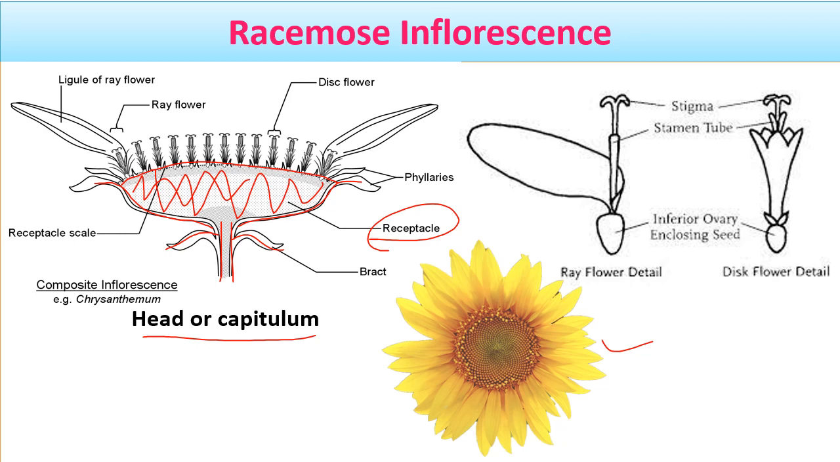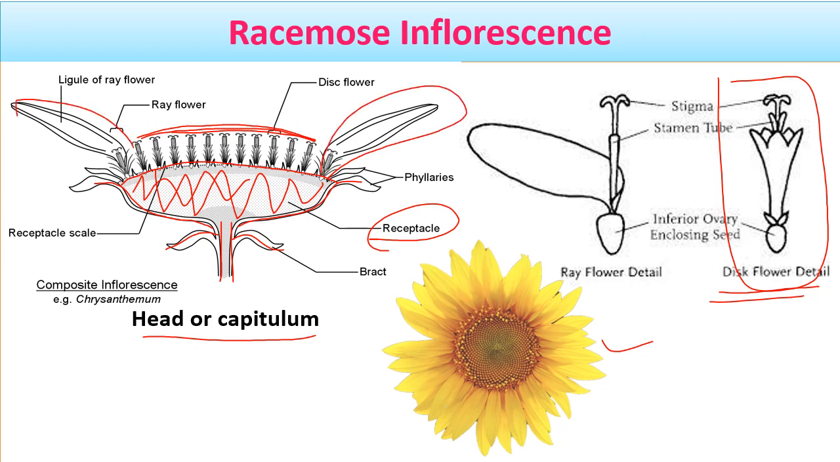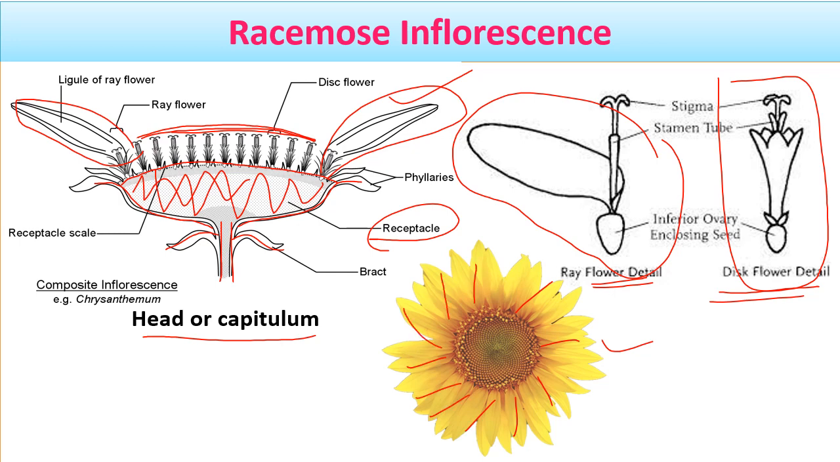If you see in this central part, this kind of flowers are present, and these flowers are called disc florets, this zone. And if you see the peripheral zone, you can see this kind of flower, and these kinds of flowers are called ray florets. These ray florets are what you can see, and the central disc flowers you can see here in the middle.